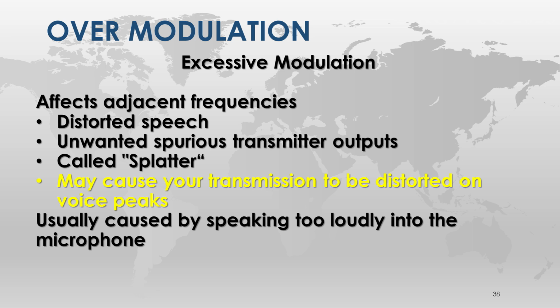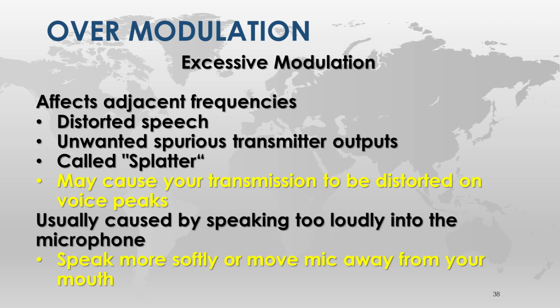But if you're being told that your audio is low, turn up your mic gain. The easy way, the poor man's mic gain, is just move the mic closer. You go, how's that? Hey, it came up. A little closer. Oh, that's too much. Bring it back up. Speak more softly or move the mic away from your mouth, and if the audio is too low, bring it closer. But these are the questions that are on there. It may cause your transmission to be distorted on voice peaks, and it's caused by speaking too loudly into the microphone, so speak more softly or move the mic away from your mouth to prevent excessive modulation.